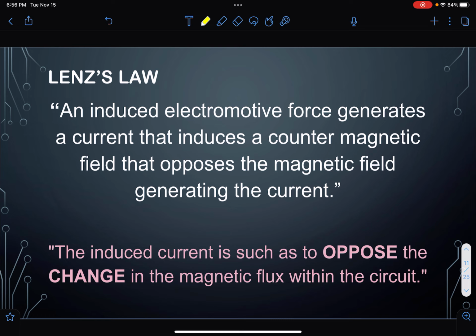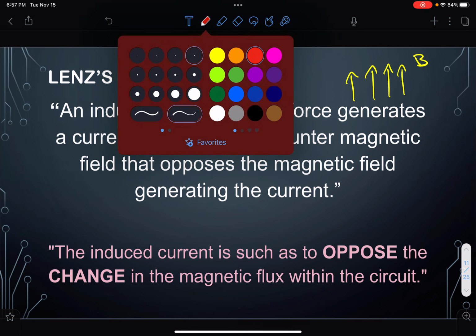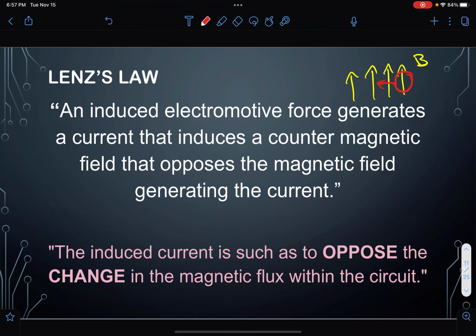So here's Lenz. So Lenz says an induced electromotive force generates a current that induces a counter magnetic field that opposes the magnetic field generating the current. Whew. So in English, what that means is you have a magnetic field. Okay, and then if we take something and move it through that magnetic field, we're going to produce a voltage or a current through that. Okay, we're going to produce a voltage, and that voltage then creates a current. But what does current do?